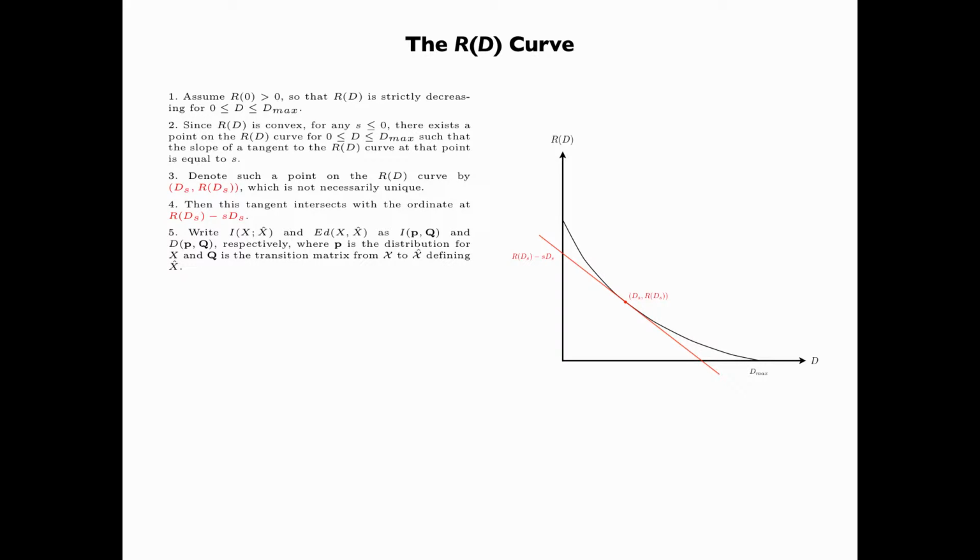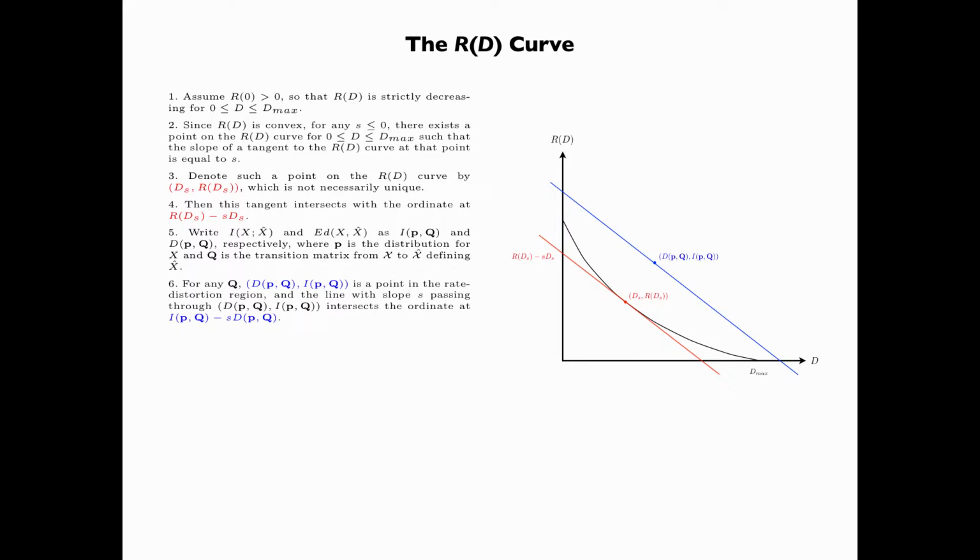Now we write I(X; X hat) and the expectation of d(X, X hat) as I(P, Q) and D(P, Q) respectively, where P is the distribution for the source variable X and Q is the transition matrix from alphabet X to alphabet X hat defining the random variable X hat. For any transition matrix Q, the pair (D(P, Q), I(P, Q)) is a point in the rate distortion region, and the line with slope S passing through this point intersects the y-axis at I(P, Q) minus S D(P, Q).